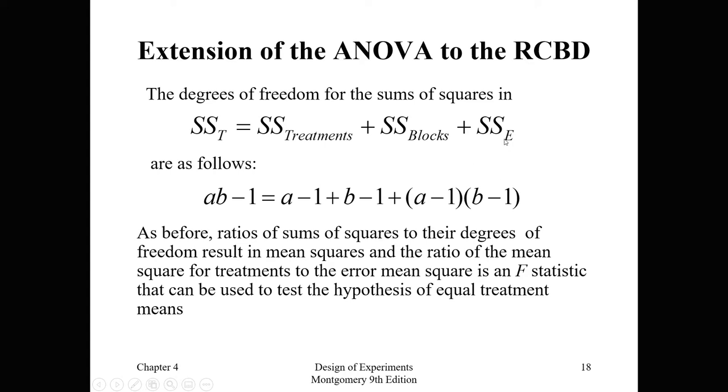You could also remember just find the sum of squares of the error by taking the sum of squares of total and subtracting out the sum of squares treatment degrees of freedom and then the blocks degrees of freedom.